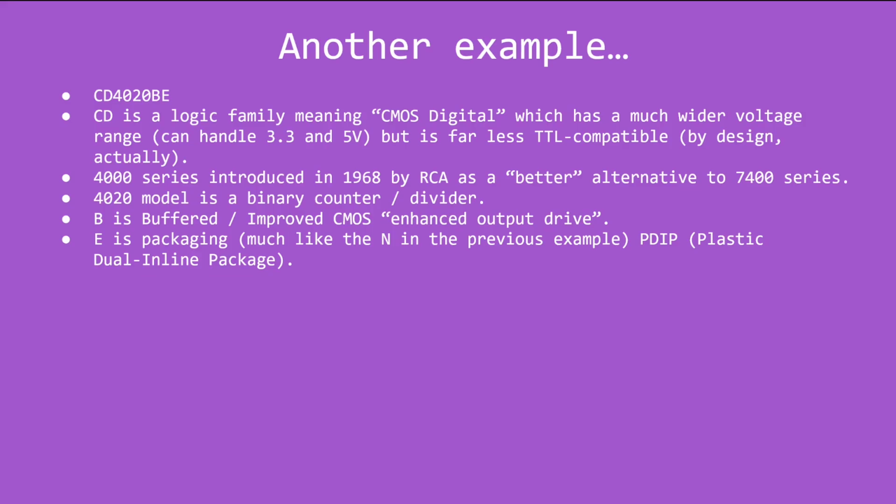Let's try another example here. That's a CD4020BE. CD is a logic family that means CMOS digital. The 4000 series was introduced in '68 by RCA as their idea of a better alternative to the 7400 series. The 4020 model is a binary counter divider. B means buffered or improved CMOS, essentially enhanced output drive, I think is in the advertising. E is the packaging, which just means plastic DIP, much like in the previous example.